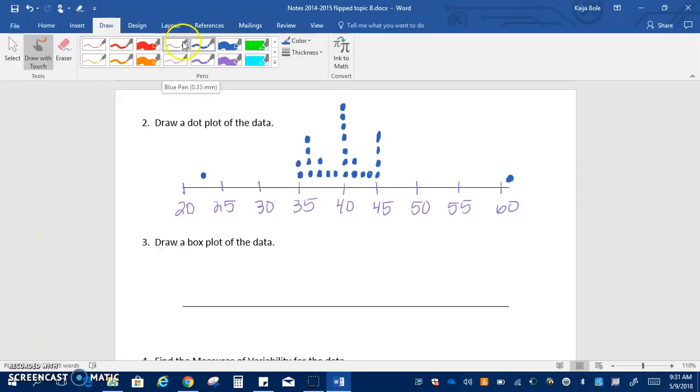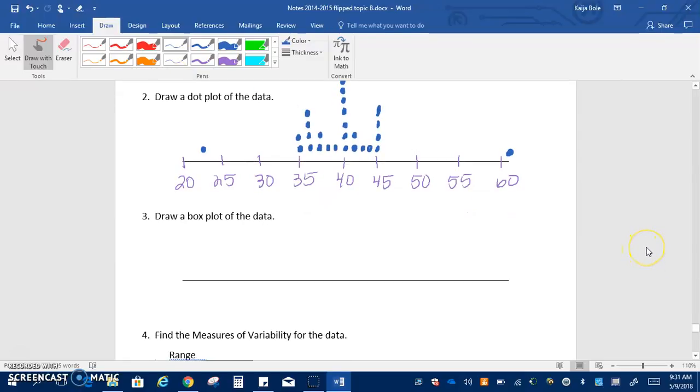Alright, so this is what your dot plot should look like. We've drawn many of these, so make sure you've got the right number of dots in each spot. And now they're asking us to draw a box plot of the data. Again, we're going to count by 5, starting with 20. So 20, 25, the same labels as above, and 60. And this is why we found the Q1 and Q3 from earlier.